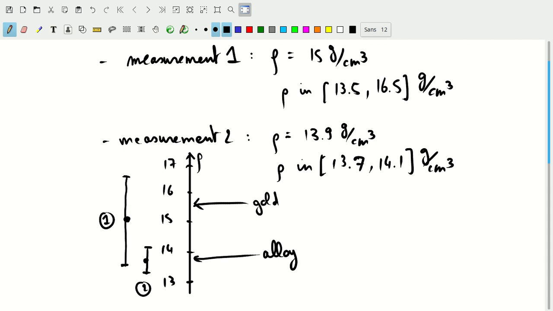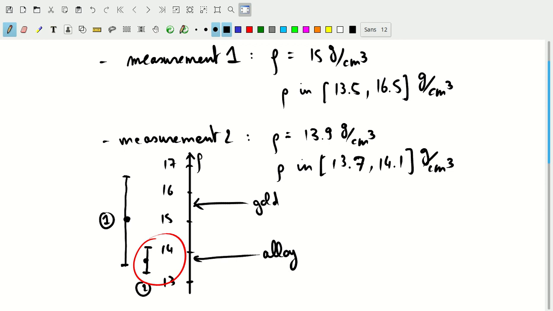So now, which measurement do we trust more? If we look at it this way, it seems like we might trust the measurement of scientist two more than the measurement of scientist one, because in some sense, scientist one's uncertainty band agrees both with gold and with the alloy. So the true value could be either gold or the alloy. In the case of measurement two, it only agrees with the alloy, and agrees very well.